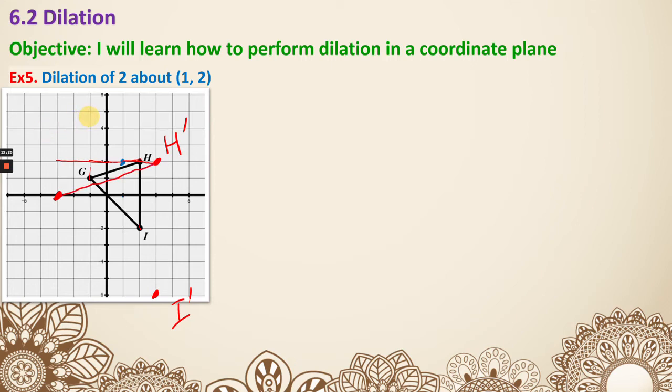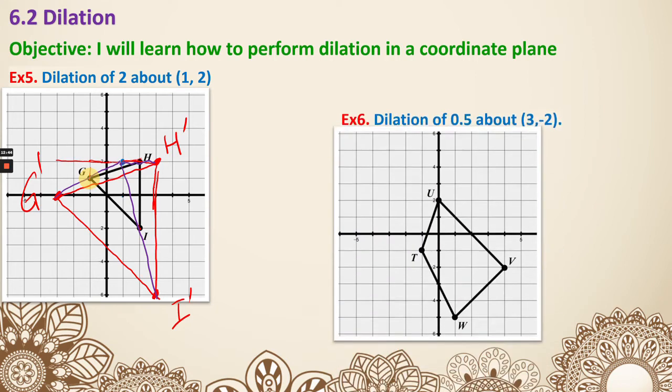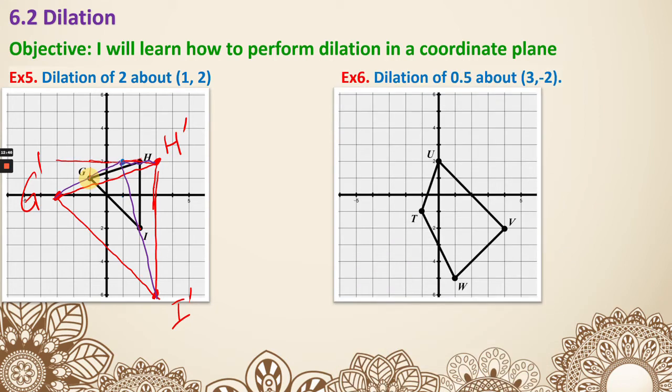This is G prime, connect, and connect. Make sure you connect the corresponding pair and going through the center of dilation. Okay, that is example 5. Example 6, same idea. 3, -2 first. 3, -2, which is around here.